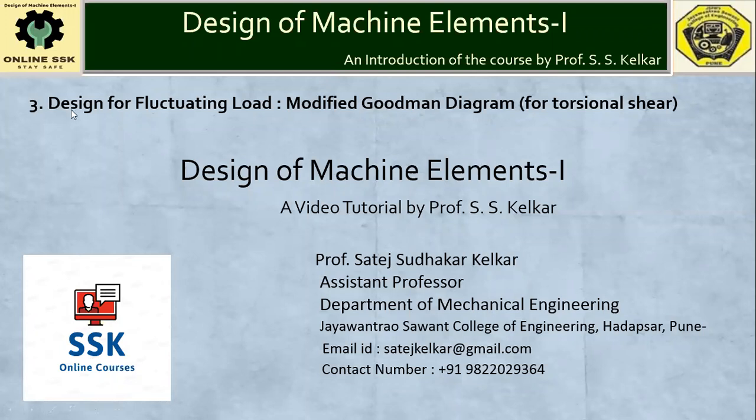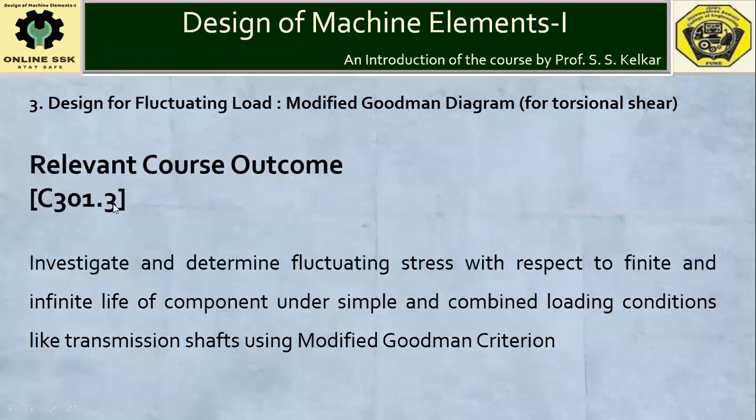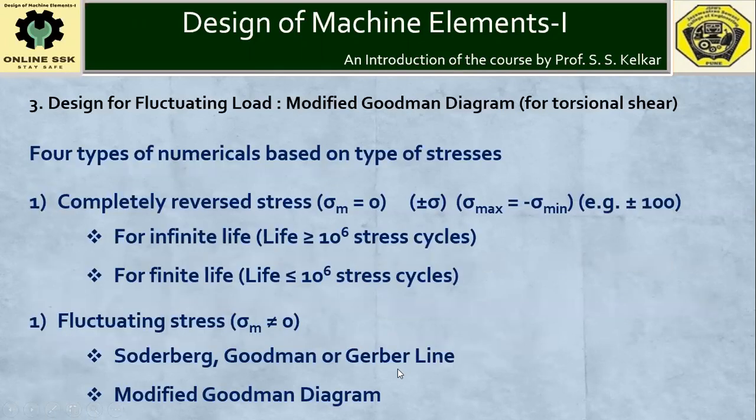Hello everyone. In this video tutorial, we are going to discuss the modified Goodman diagram for torsional shear stress. Today's discussion also belongs to course outcome 3, CO3, wherein we investigate and determine fluctuating stress with respect to finite and infinite life of a component under simple and combined loading conditions, like transmission shafts, using the modified Goodman criteria.